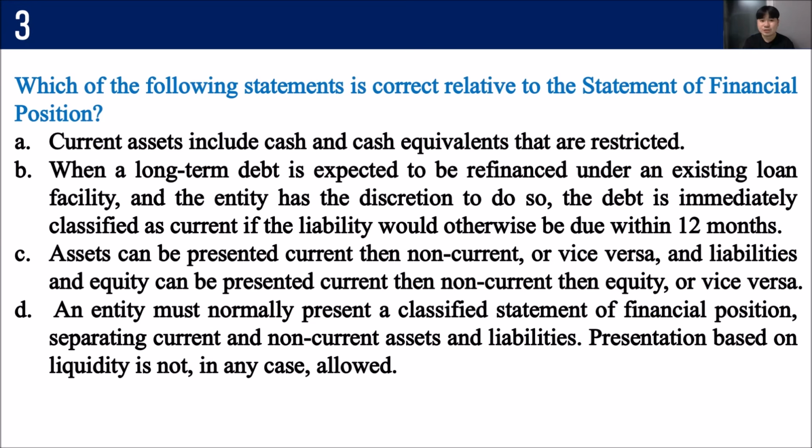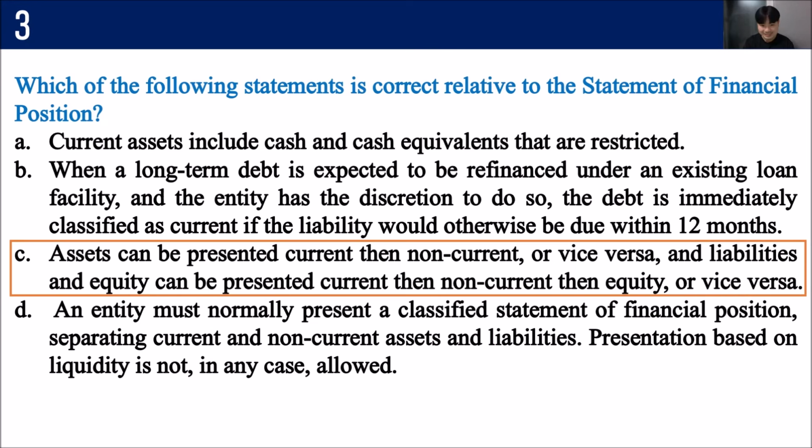The correct answer is C. Assets can be presented current or non-current, and then vice versa, pwede din. Liabilities and equity can be presented current, non-current, then equity, or pabalik, equity, non-current liab, current liab. Pwede po yun. What makes statement A, B, and D wrong?